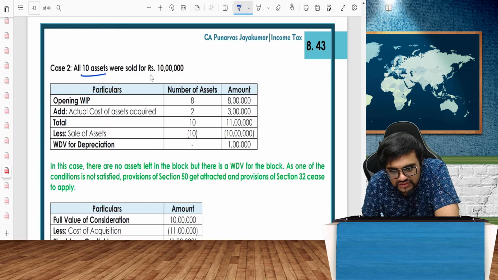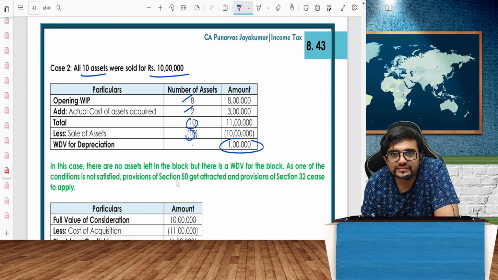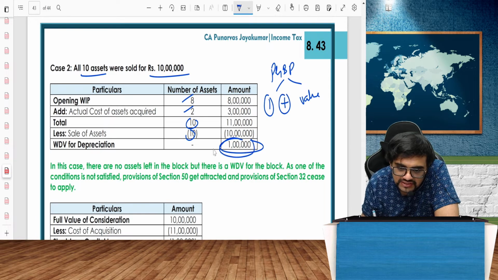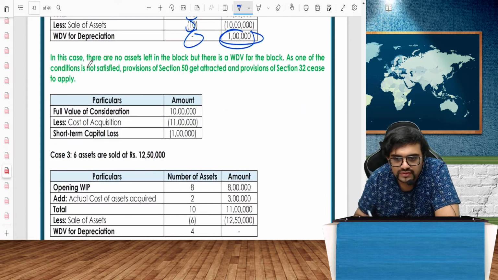All 10 assets were sold for 10 lakh. 8 lakh, 3 lakh, 11. So value is there, but assets are not there. I repeat, if it has to stay in PGBP, minimum one asset must be there, plus some value must be there. In this case, value is there, assets are not there. So what will it come? Capital gain. 10 lakh minus 11 lakh, short-term capital loss.